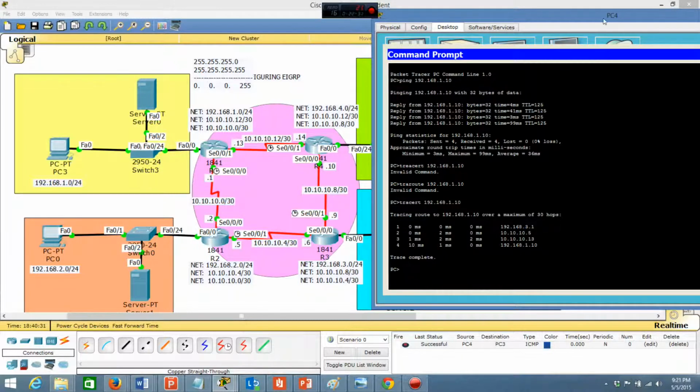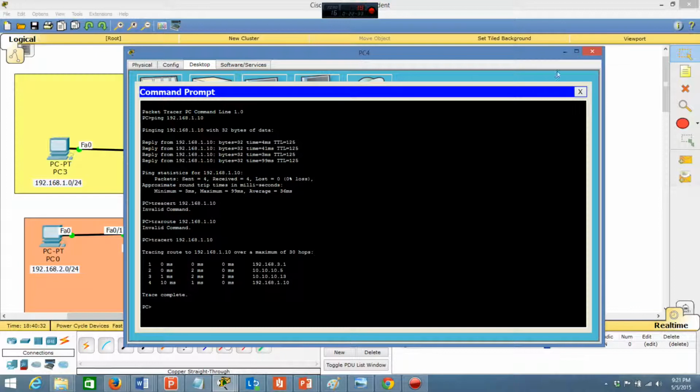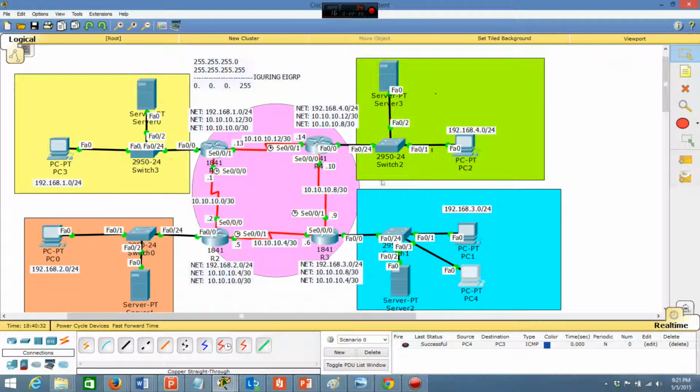So basically that will conclude our EIGRP configuration. Like I told you, it's fairly straightforward. You just want to do decent IP addressing and everything should work just fine. So let's ping from here and here and see. Successful. That is great news.